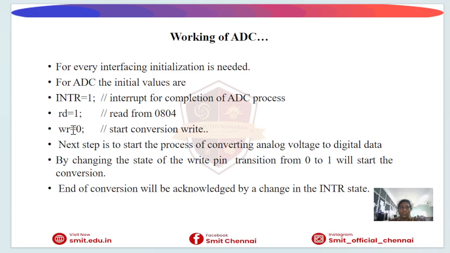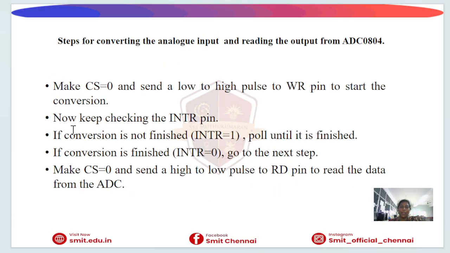So the complete working sequence: first apply the analog voltage, then set CS equal to 0, then pulse WR, wait for the INTR signal, then pulse read. First we pulse the write signal, write equal to 1, and wait for INTR. When INTR becomes 0, we give a pulse to read, high to low, and then read D0 to D7, then the microcontroller displays the result.